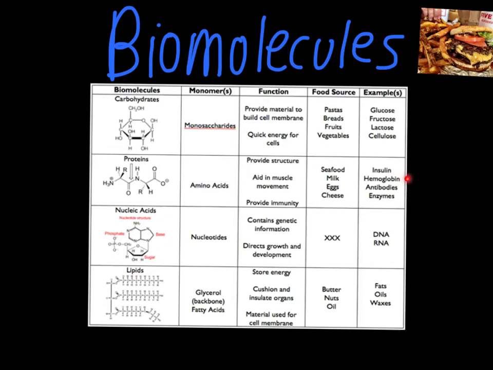Hemoglobin, which is what transports oxygen around in your body. I mentioned the antibodies already, which are an important part of getting over a virus. This is what your body creates once you get the flu vaccine. And then enzymes, which we'll spend a lot of time talking about in the protein section.